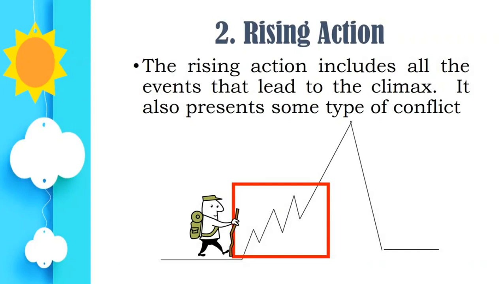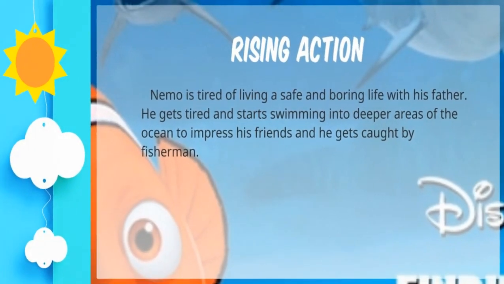It also presents some type of conflict. Usually in rising action, we can identify the problem. We can see what problem we may need to solve in the future. That would be rising action. Identifying the problem, introducing the problem, would be on the rising action. Now, we have here the continuation of Finding Nemo.